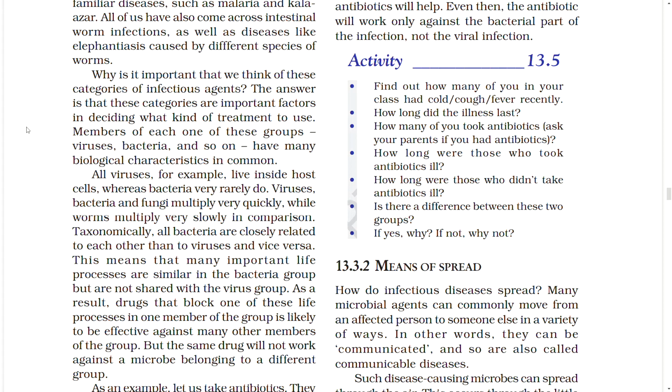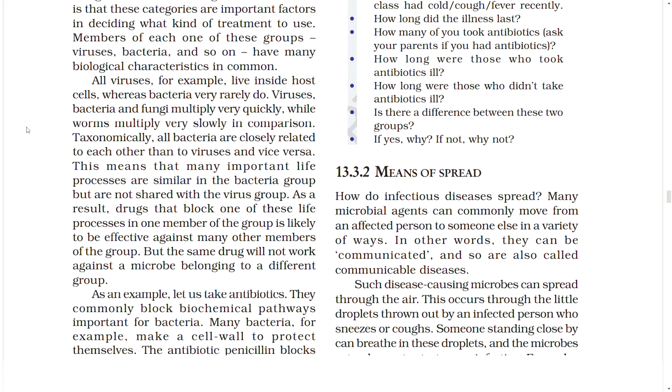Taxonomically, all bacteria are more closely related to each other than to viruses, and vice versa. This means that many important life processes are similar in the bacteria group but are not shared with the virus group. As a result, a drug that blocks one of these life processes in one member of the group is likely to be effective against many other members of the group. But the same drug will not work against a microbe belonging to a different group.